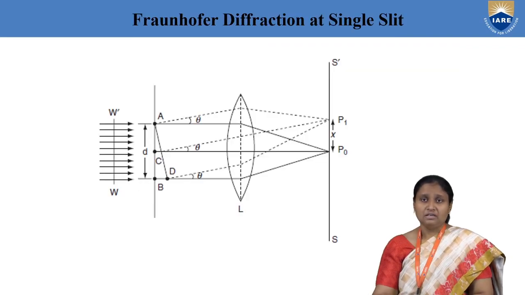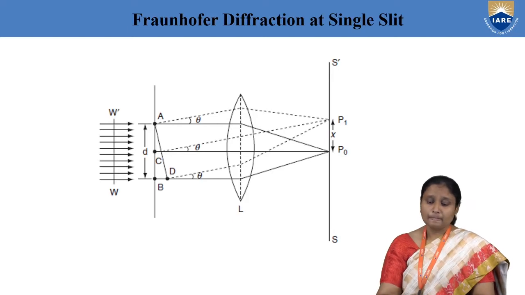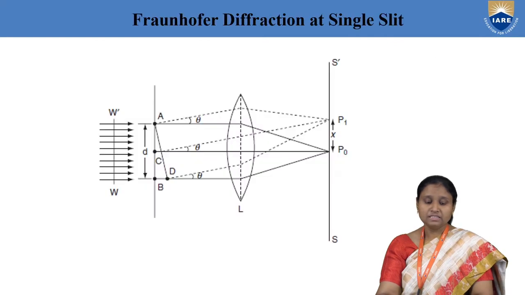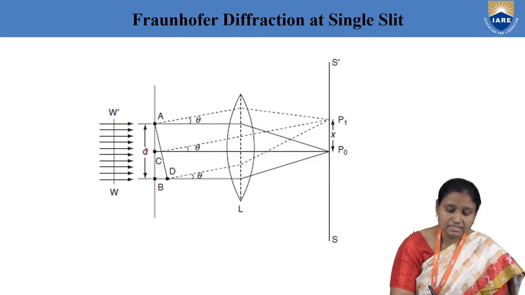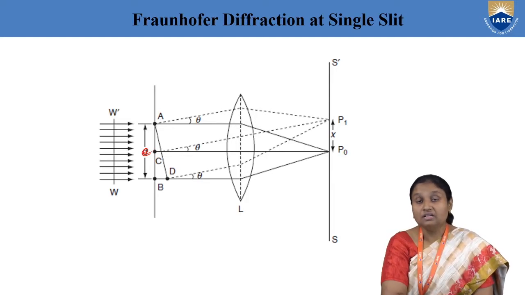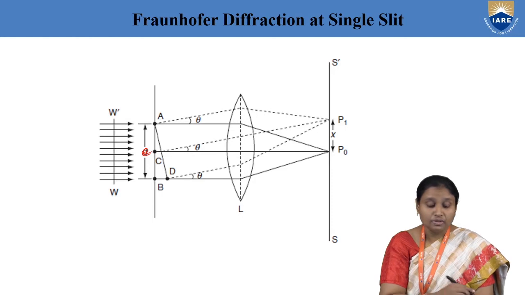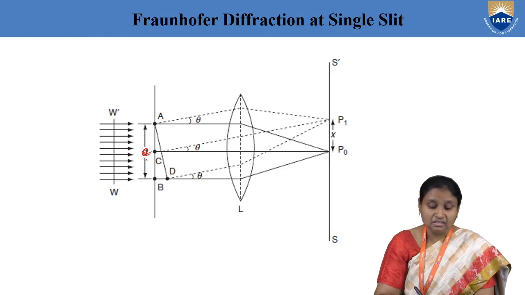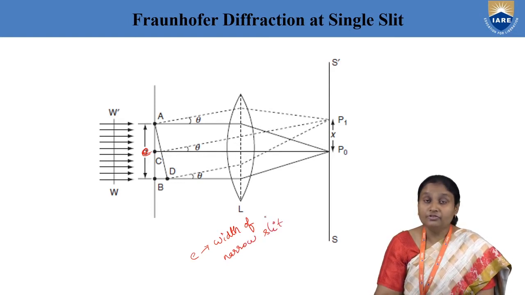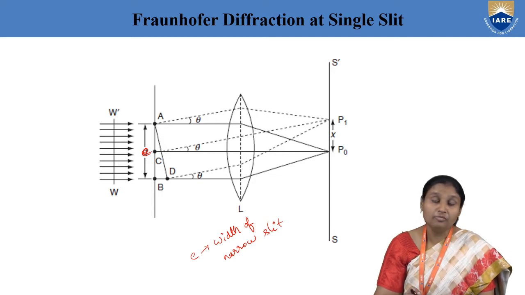In this case, I have taken a single slit. If you consider here, this is our single slit. I have taken a slit AB. It's a narrow slit. And what is the width of the slit? It is given by e. e is the width of the narrow slit. And I am trying to see, because of Fraunhofer diffraction from this single slit, what type of pattern will be recorded on the screen.